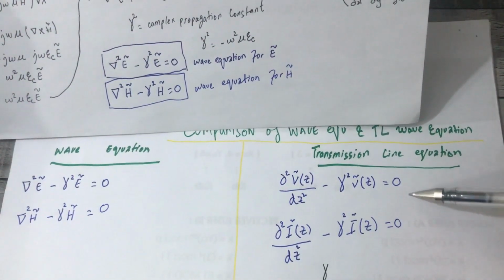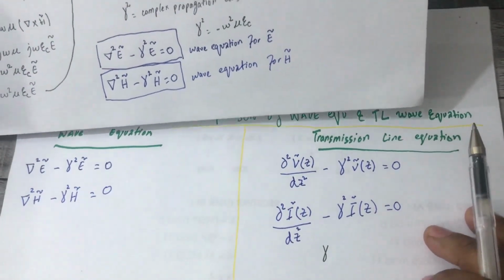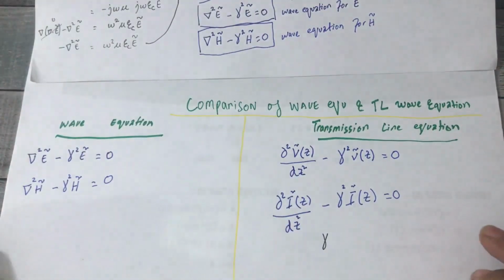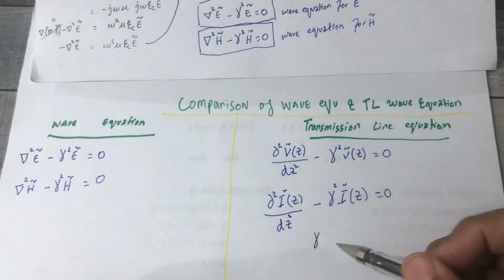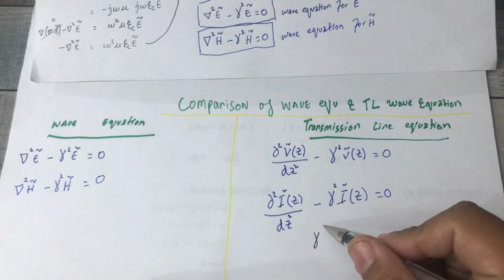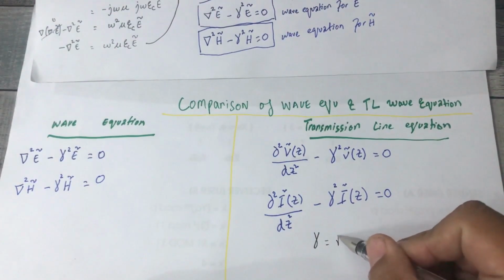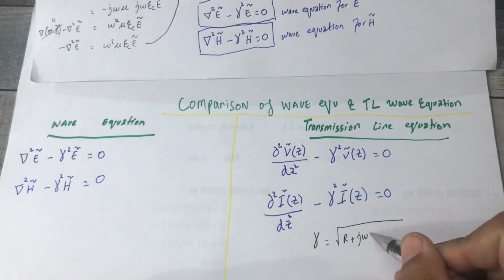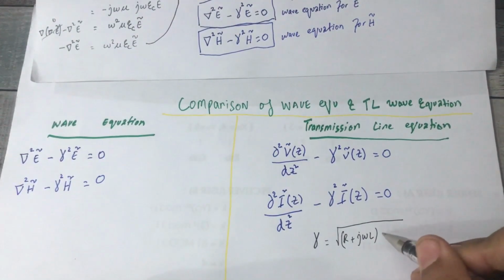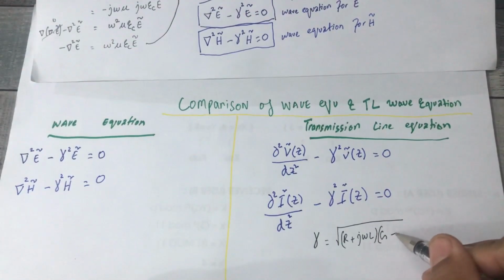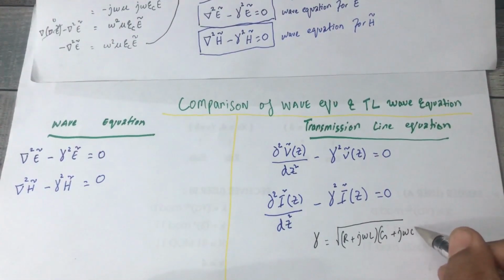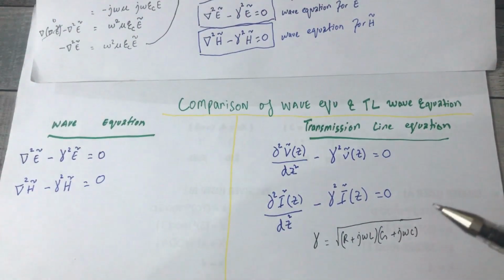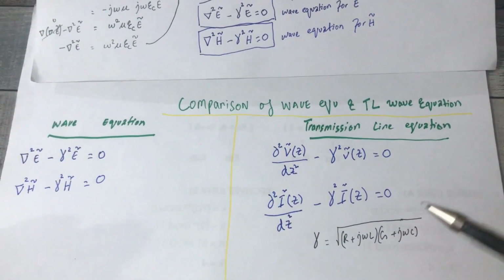When we derive this equation, we also know what gamma is. So let me move this paper up. Gamma in the transmission line equation is actually the square root of R plus j omega L multiplied by G plus j omega C. This is what gamma is. I'll make a video on it, but just take my word for it.